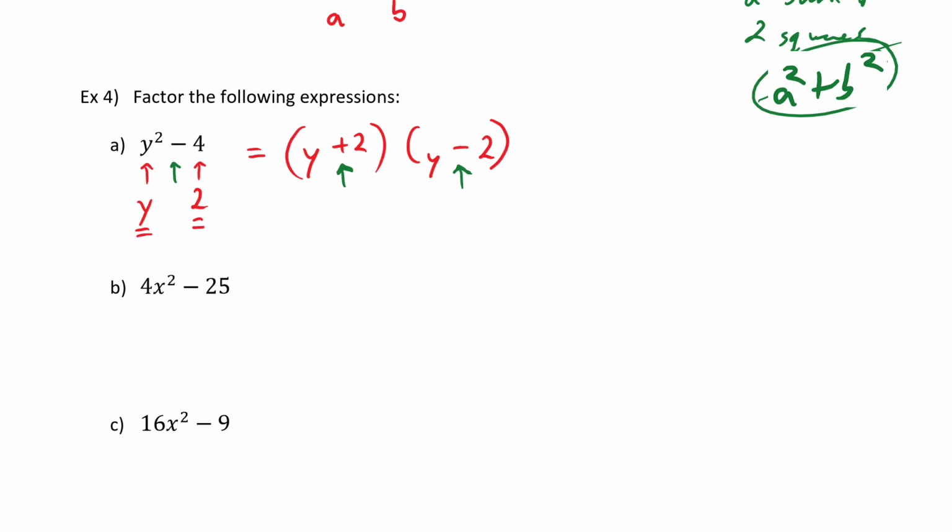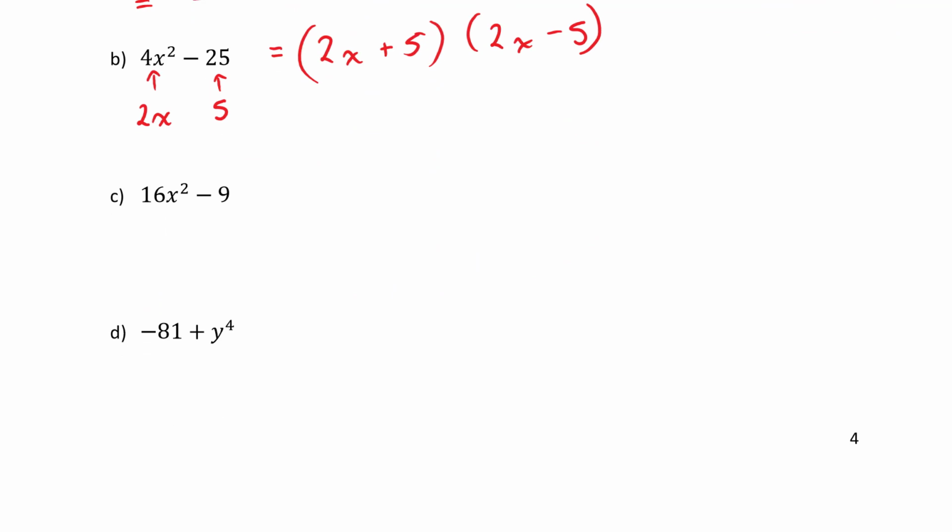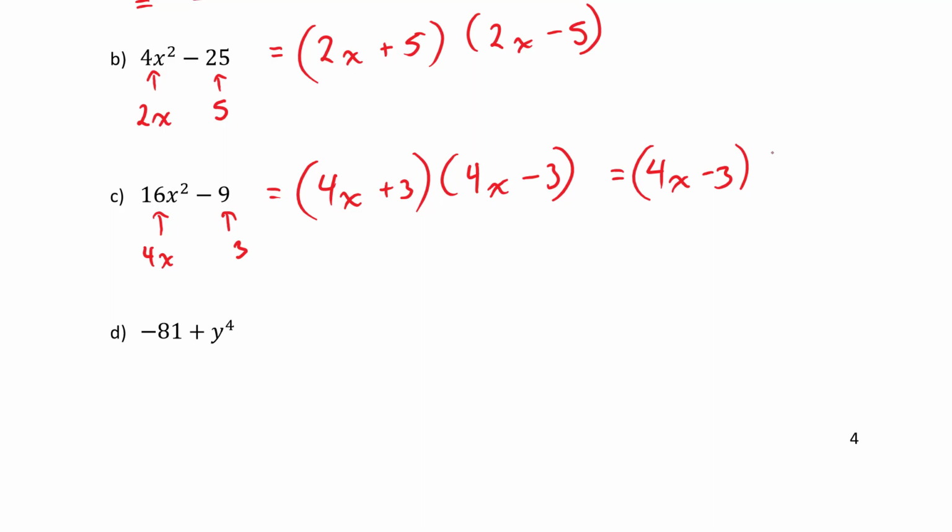Let's try the next one. I know 25. I can do the square root of that. That's 5. 4x squared. Square root of 4 is 2. Square root of x squared is x. This gives me 2x plus 5 times 2x minus 5. See now, square root of 16x squared is 4x. Square root of 9 is 3. 4x plus 3 times 4x minus 3. Once again, remember, it doesn't matter the order. I could have written it like this as well. It means exactly the same thing.